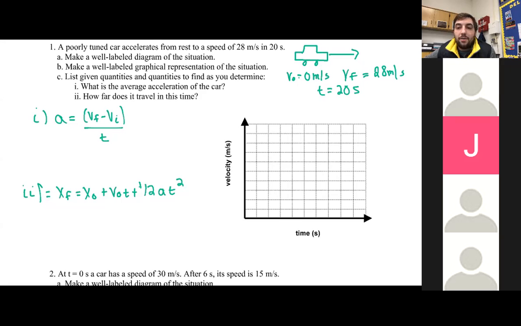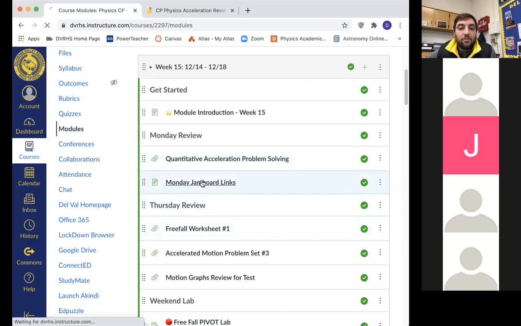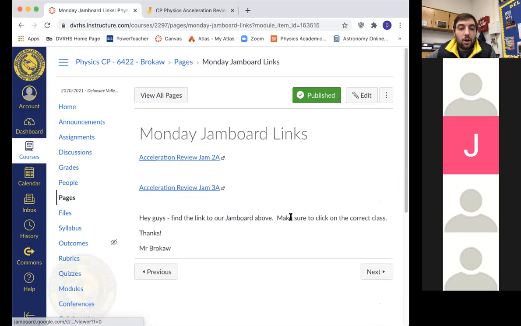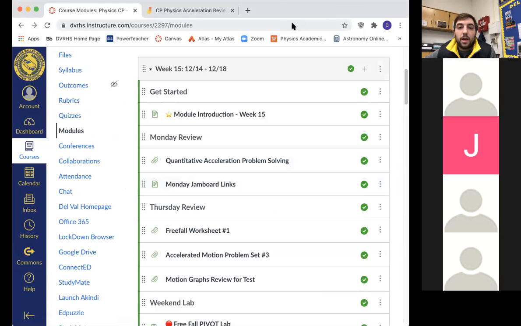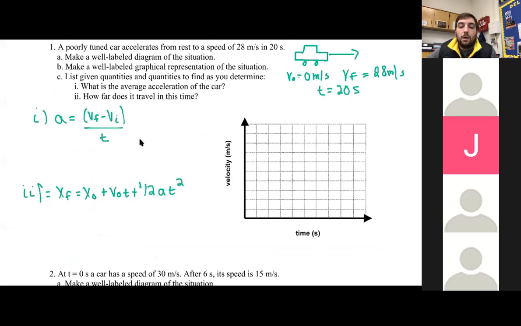I don't have everybody in the jam board yet. If you guys are having trouble getting in, let me show you a new share. In Canvas, Monday Jamboard links, you click that, and then you click our class, and that should get you right to the jam. So get in that jam, guys, and create your own page, and go ahead and solve question 1 using the formulas that I showed you to use there.